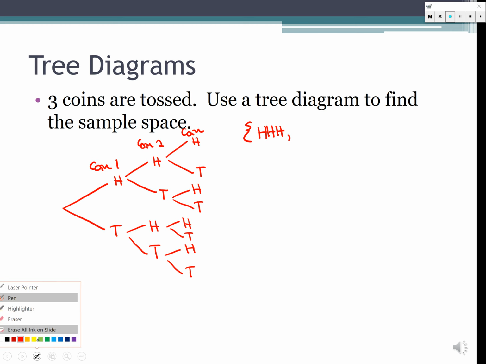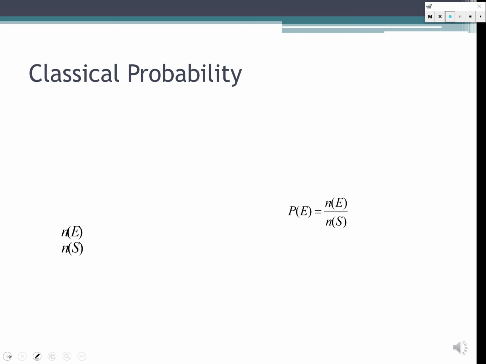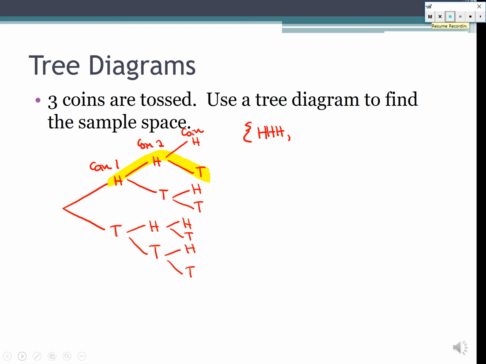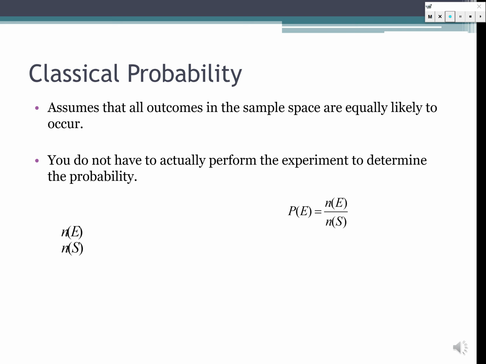My next possibility, we're just following the branches. Coin 1 heads, coin 2 heads, and then coin 3, my highlighter doesn't... there we go, coin 3 being tails. So you work your way through the branches until you've hit the end of every branch. So we're going to have head, head, tail. Just take a minute and see if you can finish off the other 6 possibilities.